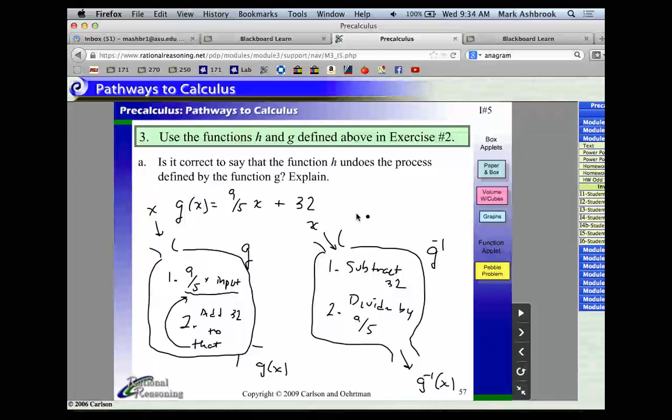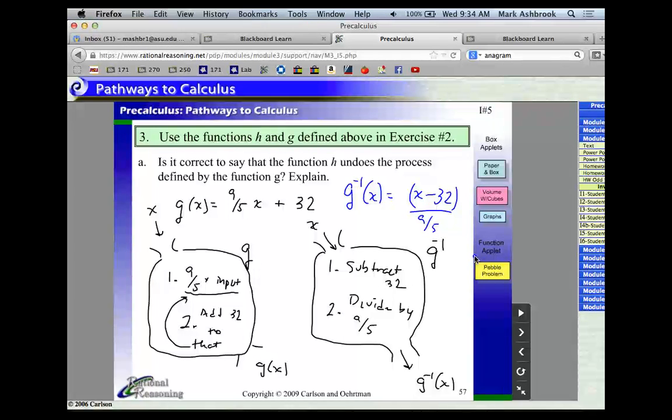So now that we've got these instructions, now we can write the function. So G inverse of x, what do you do first? Subtract 32. And then what? Divide by 9/5. So by thinking about the process, the set of instructions that the original function does, and coming up with the reverse set of instructions, so it's like going backwards through the machine, how would you undo it? It can help you, given a function, find the inverse. Okay, so let's practice that. Any questions? Does that make sense?